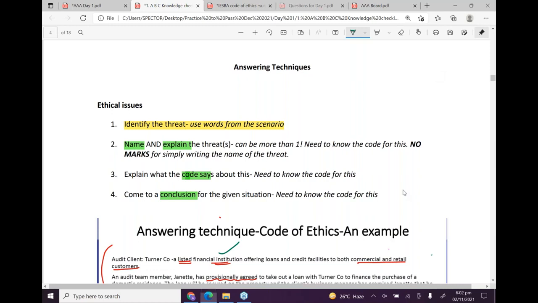Going to open up the chat box. We've done the first part, which is if she says comment on the ethical threats, you'll have to pick up the threat from the scenario. You'll have to learn the code and in the actual exam, give the answer in the sequence that you see on the screen right now.